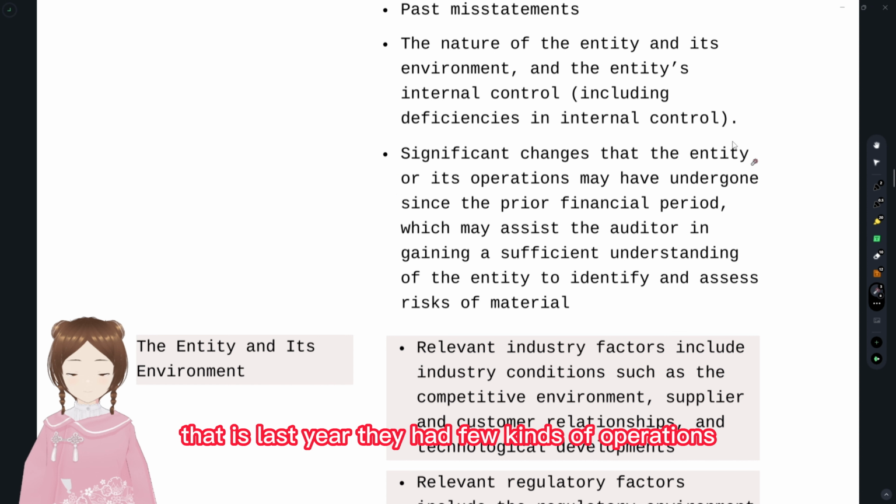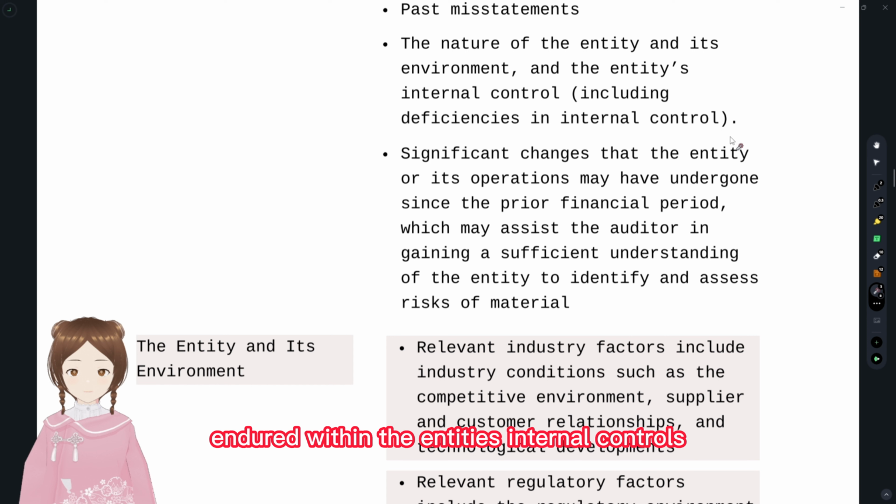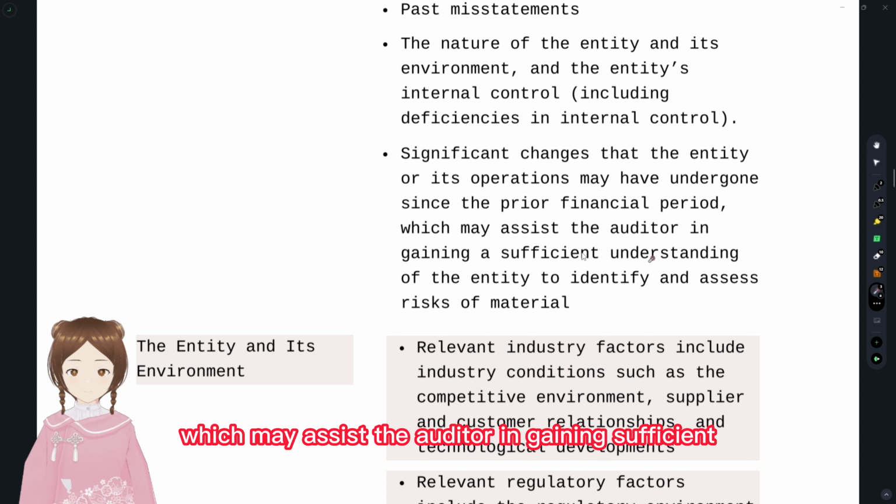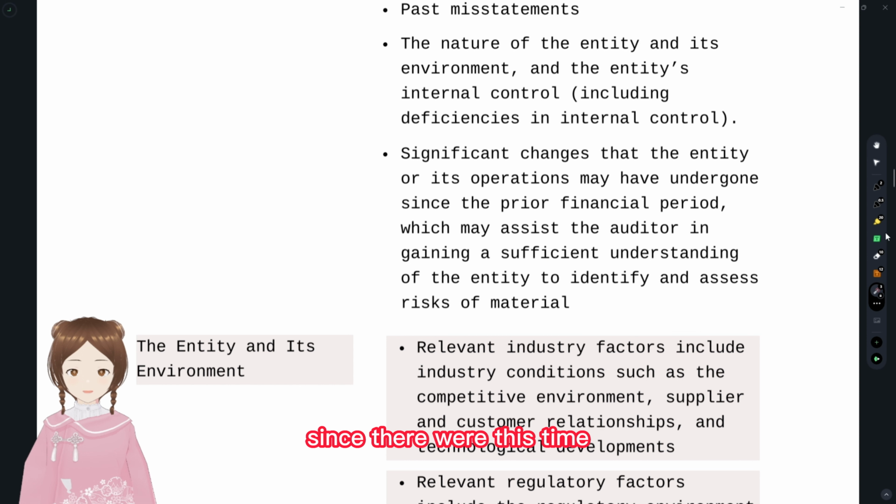That is, last year they had a few kinds of operations or a few changes within the entity's internal controls or its environment. Then the prior financial period may assist the auditor in gaining sufficient understanding of the entity to identify and assess the risk of material misstatement. Since there were few changes in the entity for this current period, he need not understand the entity from scratch.